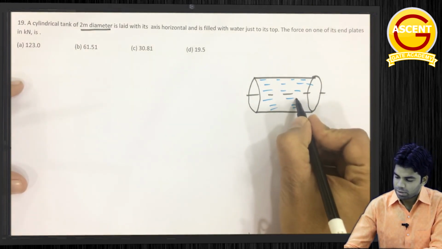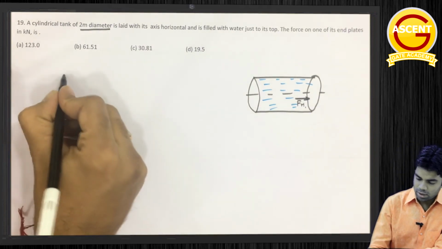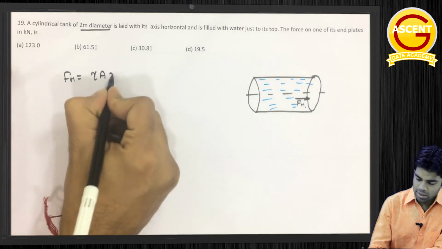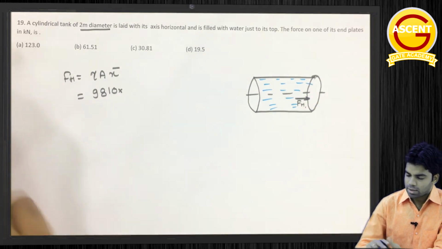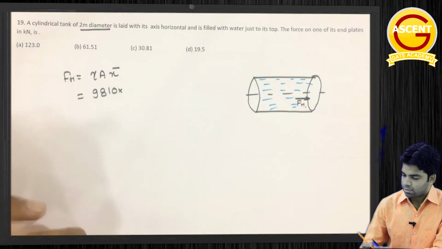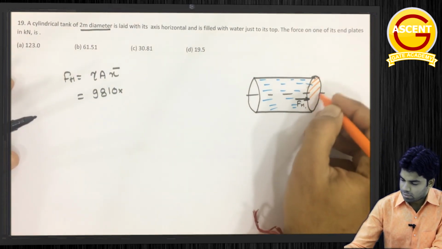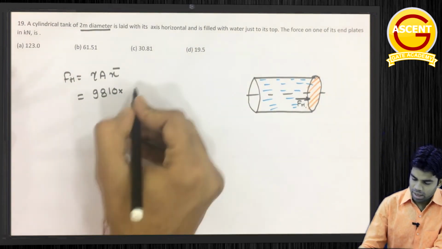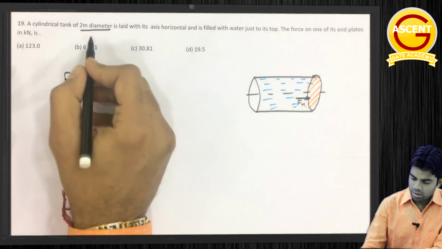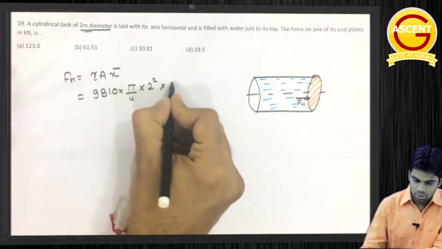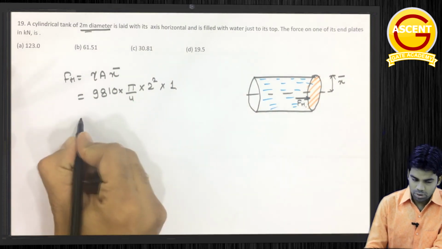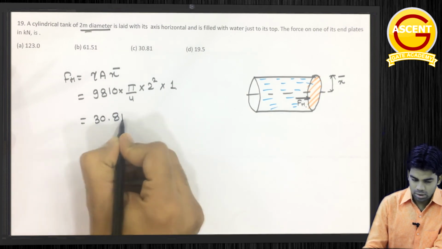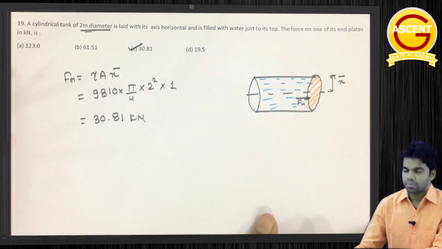Okay, so we want to determine the force which is acting on one of the plate, this FH. As we know, this FH is gamma A x bar. So just put the value, simple: 9810 into area of cross section of this circular end. So this will be pi by 4 into d square, diameter is 2 meter, 2 square, into x bar, which is nothing but 1 meter from top, the distance of centroid. So this will be equal to 30.81 kilonewton. Okay, answer is C. Clear or not?